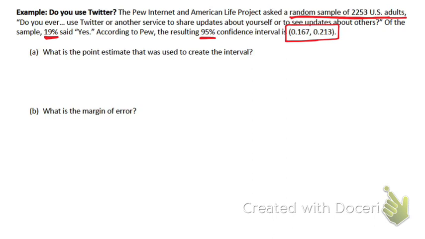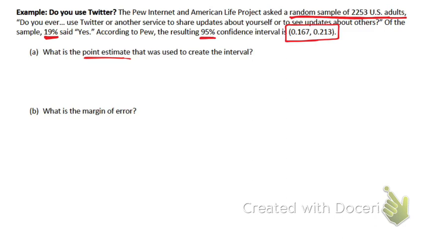Somewhere between 16.7% and 21.3% of U.S. adults use Twitter. That's what this interval is telling you, okay? All right, what is the point estimate? What is the point estimate that was used to create the interval? How did you know it was 0.19? You're absolutely right that it is 0.19, but why? It's p-hat, so then the margin of error was made around it. Yes! Yes, Ava. Ava is a genius, y'all.